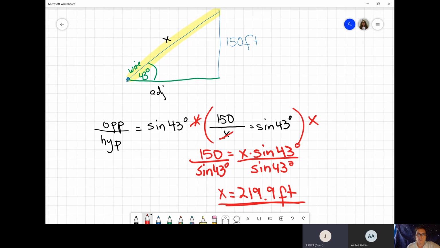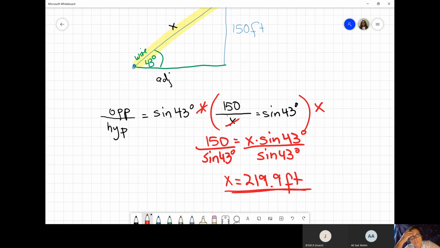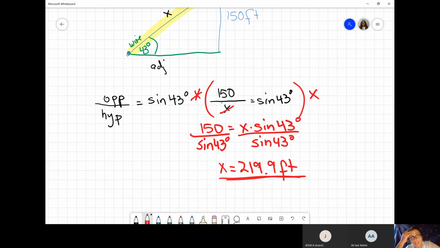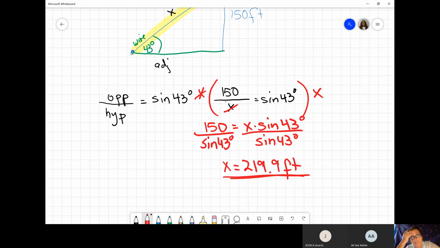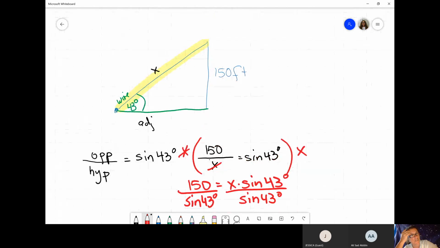So draw a picture, find the relationship somehow between the angle and our opposite, hypotenuse and adjacent sides, and use one of the trig functions.